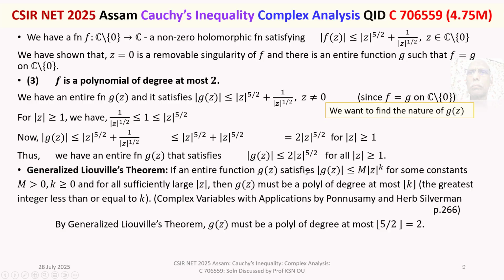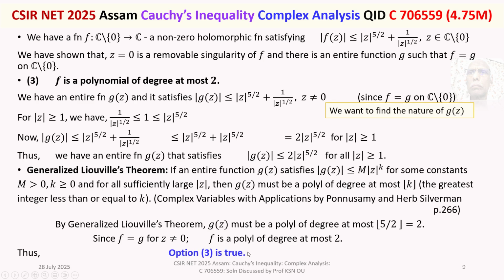What is our k? M is 2, k is 5 by 2. Floor of 5 by 2, floor of 2.5. The greatest integer less than or equal to 2.5, that is 2. So that means g of z is a polynomial of degree at most 2. Since f is equal to g of z for z not equal to 0, f is a polynomial of degree at most 2. Thus, option 3 is true.